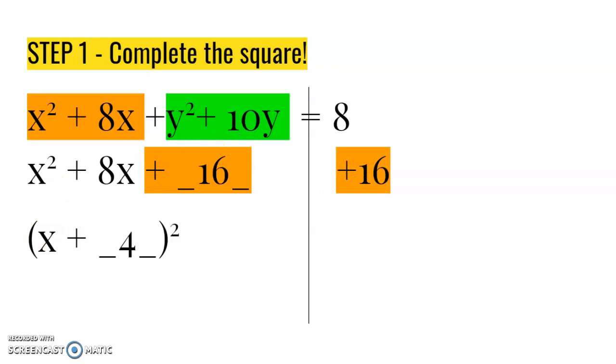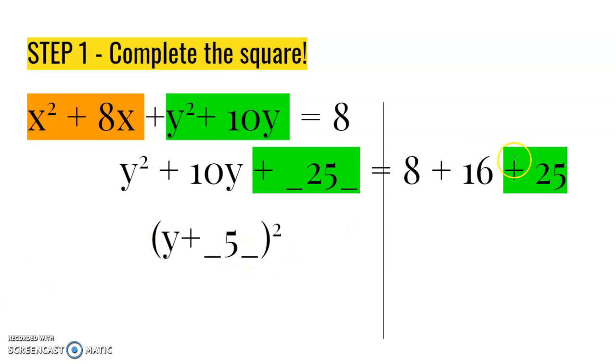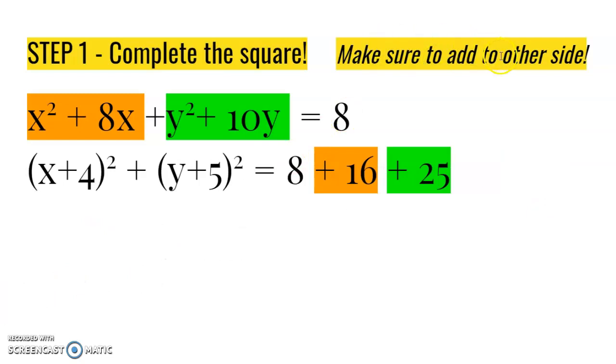Now let's do our y's. To find the perfect square, here we do the same process. Half of 10 is 5, or 10 divided by 2 is 5. 5 times 5 is 25. So we are going to add 25 to both sides of our equation. Notice how we make sure to add to the other side. We added 16 and we added 25 to make these both perfect squares.